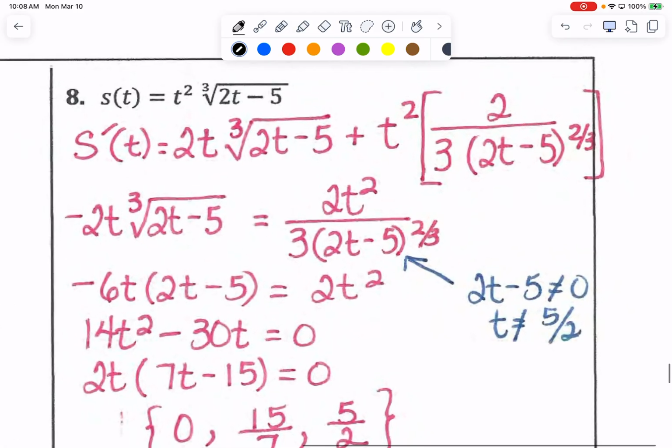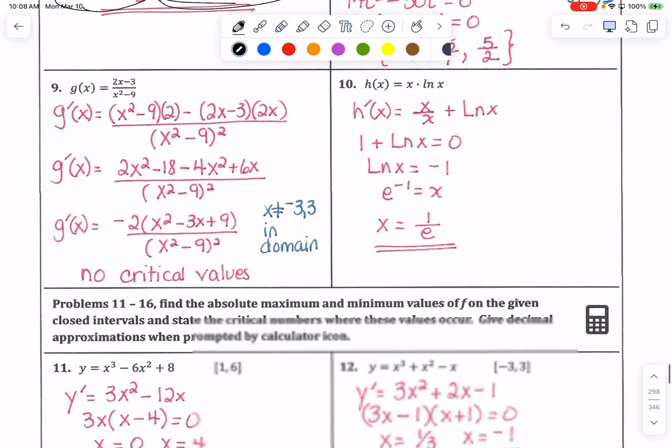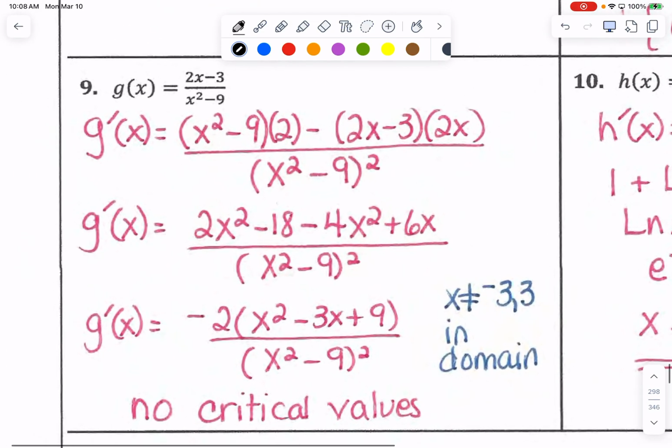Number 8. This is nice. Let's do number 8 together. I did not do number 8, so Number 8 we'll do. I'm going to skip number 9.